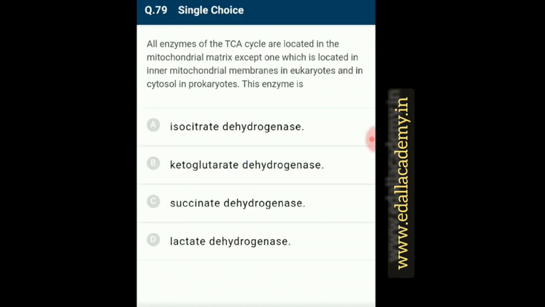Question number 79. All enzymes of the TCA cycle are located in the mitochondrial matrix except one, which is located in the inner mitochondrial membrane in eukaryotes and in cytosol in prokaryotes. This enzyme: the TCA cycle enzymes are present in the mitochondrial matrix except succinate dehydrogenase. Succinate dehydrogenase enzyme is attached to the inner mitochondrial membrane. So the answer is option C, succinate dehydrogenase.